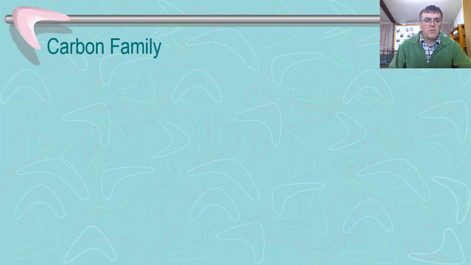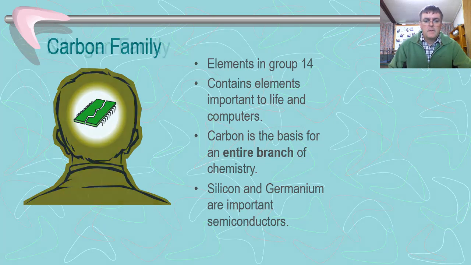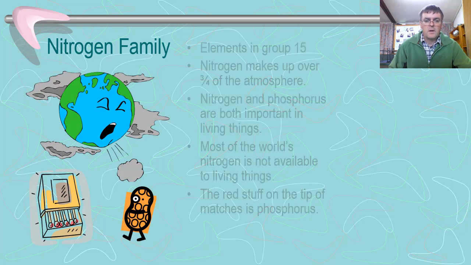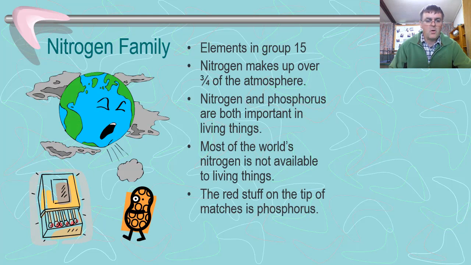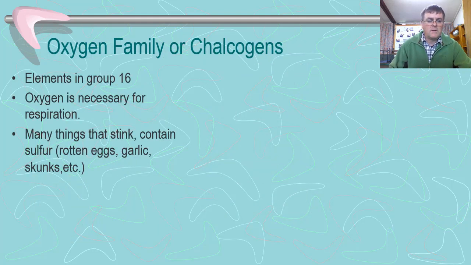So we've got the non-metal families. We've got the carbon group. That's quite an important group, as we're known as carbon-based life forms. So that's us, and it's its own branch of chemistry, carbon chemistry. Nitrogen, most of our atmosphere is made up of nitrogen. That's all the gas around us. It's pretty hard to get hold of if you're a living thing, but it is very important in our chemistry. The oxygen family, well, we breathe that, we need that for respiration, and this group also contains sulfur, and anything that smells bad, it's got sulfur in there.